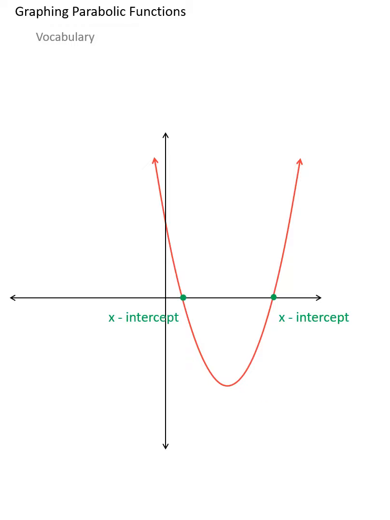The x-intercepts, of course, refer to where the parabola crosses the x-axis. No surprise, the y-intercept is the location where the parabola crosses the y-axis. And the axis of symmetry is a vertical line that cuts the parabola in half, so to speak.